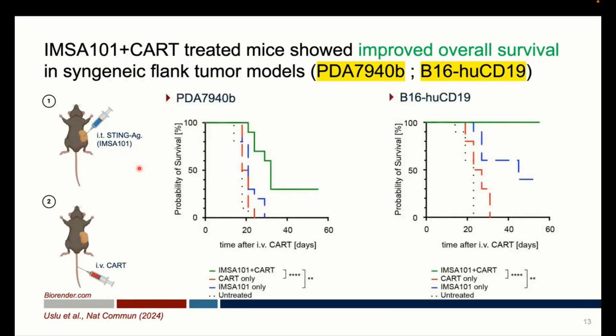And here we show the overall survival. We tested this in 2 syngeneic mouse models. One is a mouse pancreatic cancer cell line, the PDA7940B. This is a very cold tumor model. The CAR T cells alone don't really traffic into this tumor model because it's so aggressive and so cold. It is derived from KPC mice.